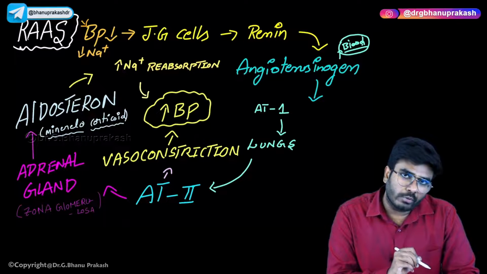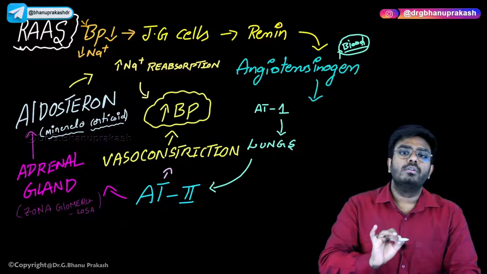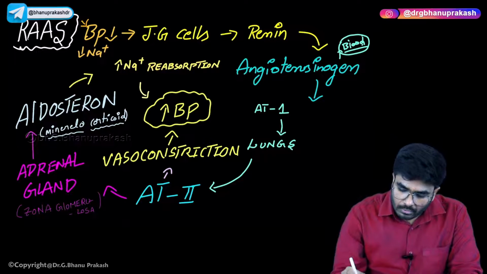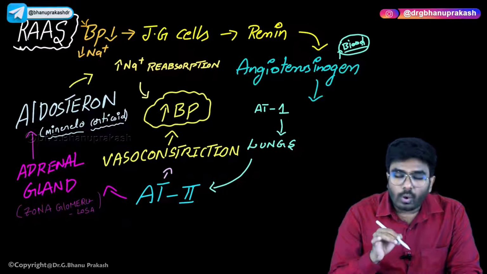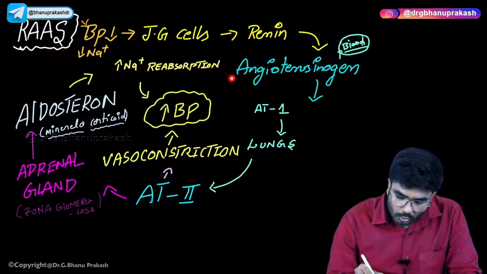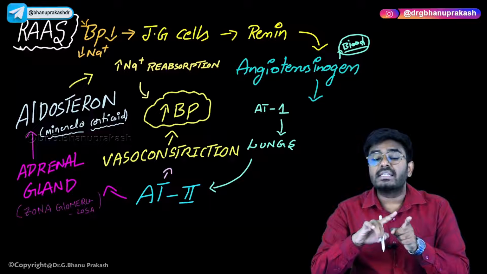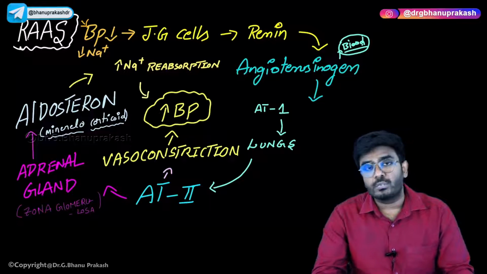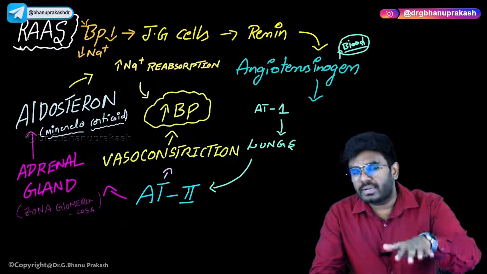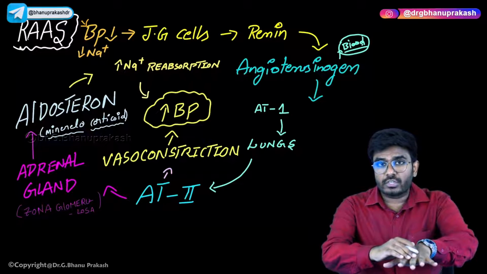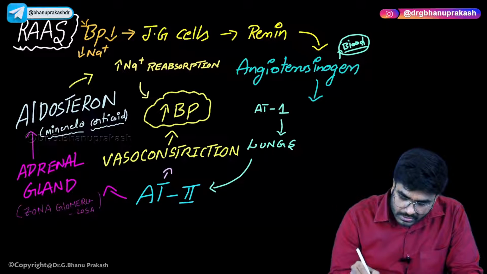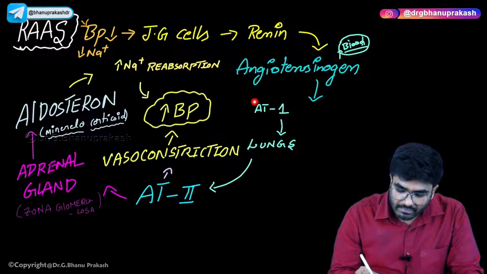Now what is this renin going to do, sir? The JG cells release the renin, and now this renin is coming into the circulation. Now this renin is present in the blood. What is the function of this renin? This renin is going to act on angiotensinogen. This angiotensinogen is already there in the blood. It is produced by the liver, but that's a totally different thing. Angiotensinogen is something which is already present in the blood. Now on this angiotensinogen, renin is going to work. What happens when renin acts on angiotensinogen? It will be converted into angiotensin 1.